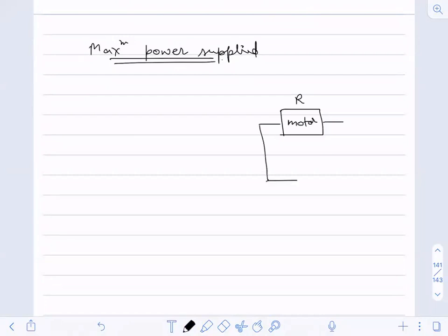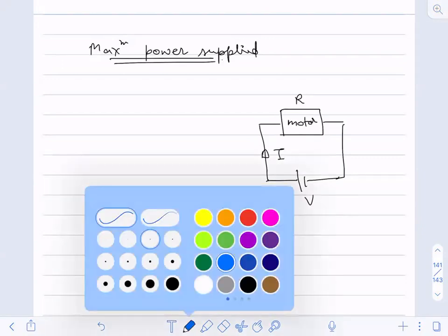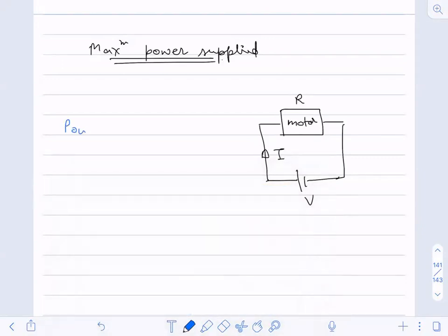Now you are connecting it with a battery V, and current I is flowing. So what will you write for the power supplied by the source? The power supplied P will be written as V into I. This is the power supplied.